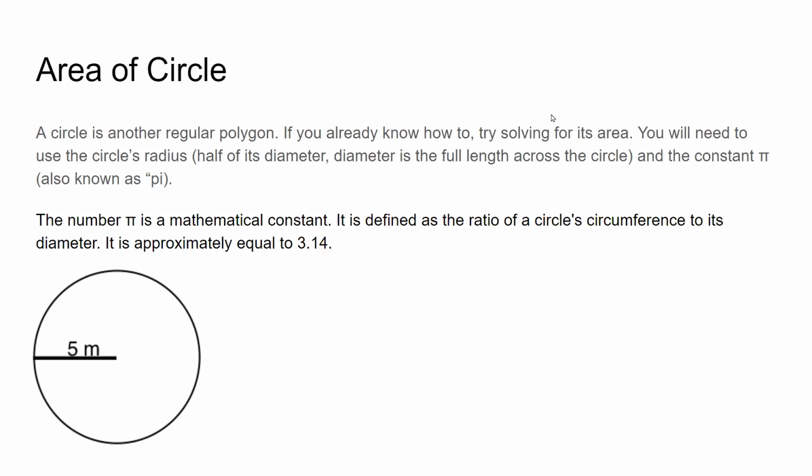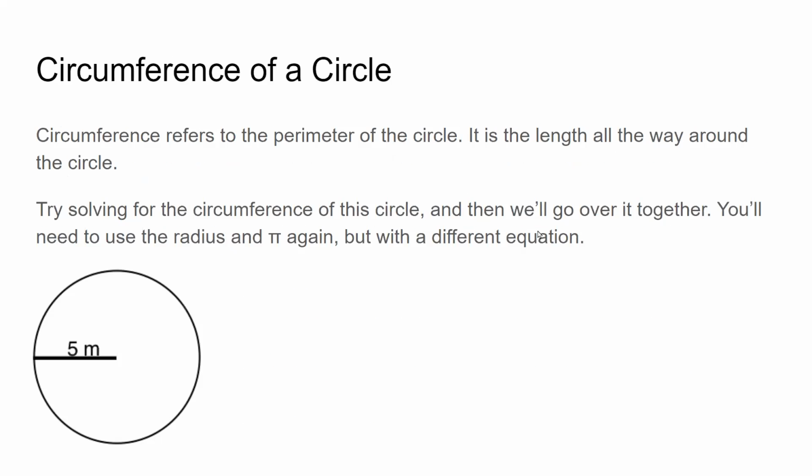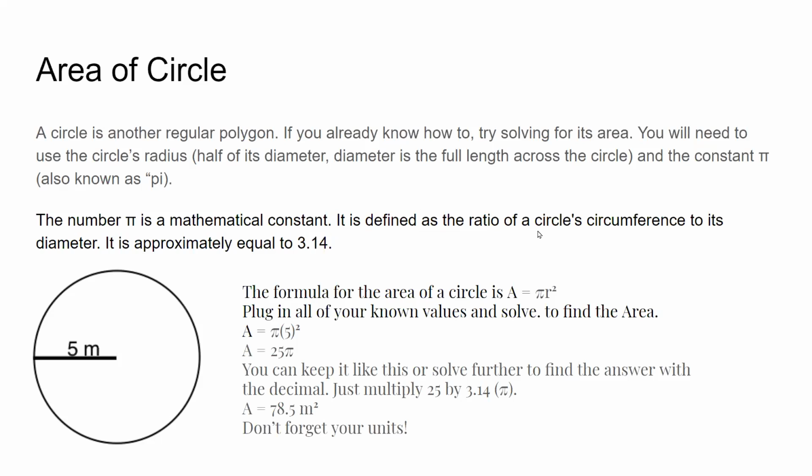So the number pi is a mathematical constant. It is defined as the ratio of a circle's circumference, which is like around, to its diameter, and it's approximately 3.14. So the formula for the area of a circle is area equals pi r squared. So plug in all your known values. So pi, and then r squared is 5 squared, which is 25. And then if you multiply, you get that the area equals 78.5 meters squared.